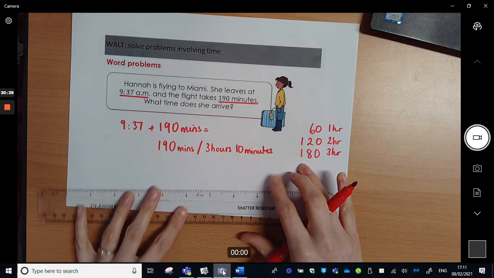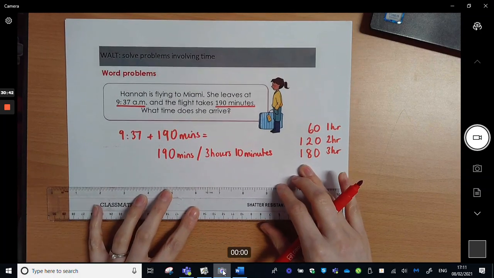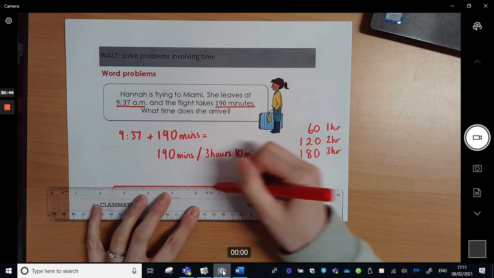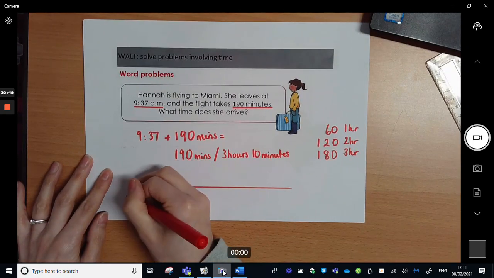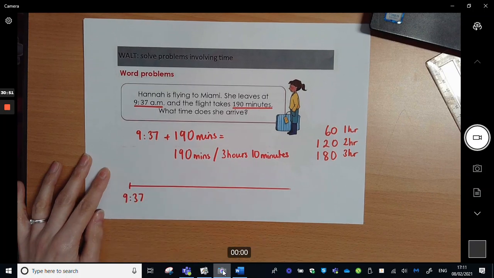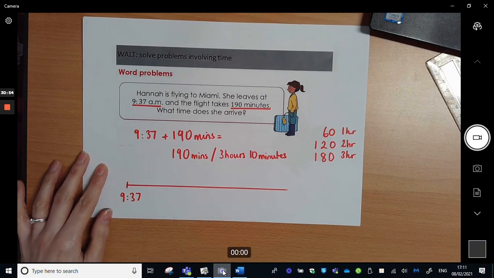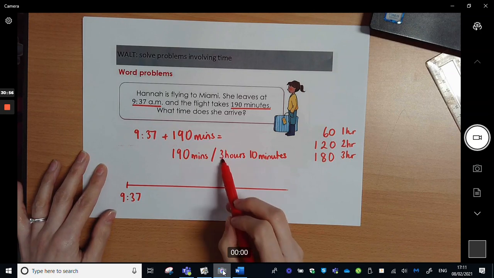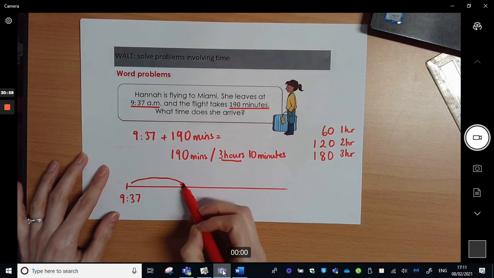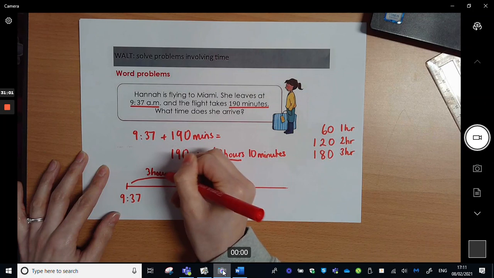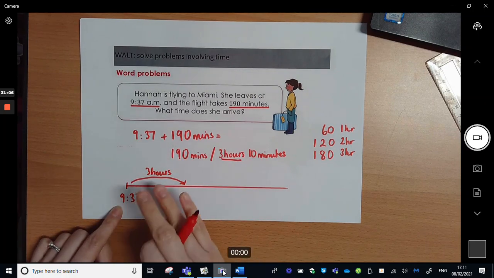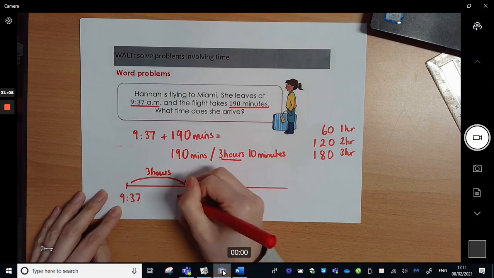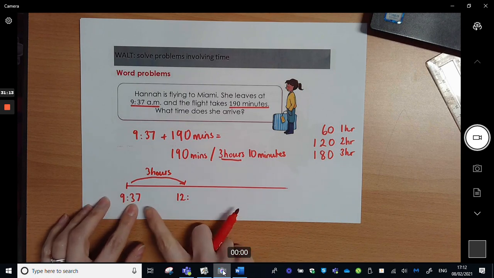Okay, so I can follow my steps to success as we did before, and I know that I need to draw my number line to help me. So because I'm adding, I'm going to start on here. I'm going to do 9:37. And then I need to start adding on my time. So remember, I'm going to add my hours first. So I'm going to add on 3 hours. So I know 9 is my hours here. So 9, 10, 11, 12. And then my minutes are going to stay the same.